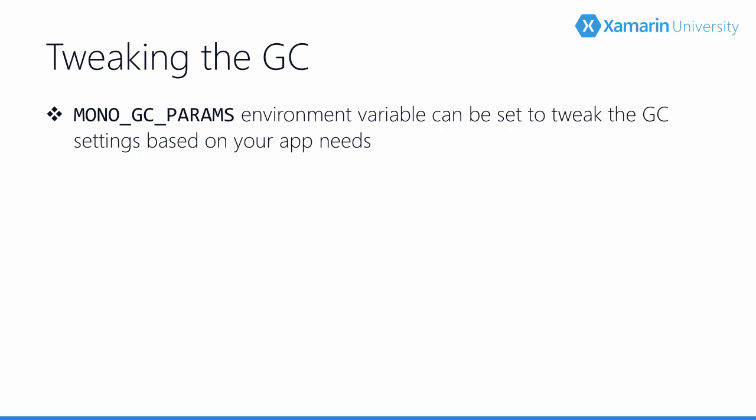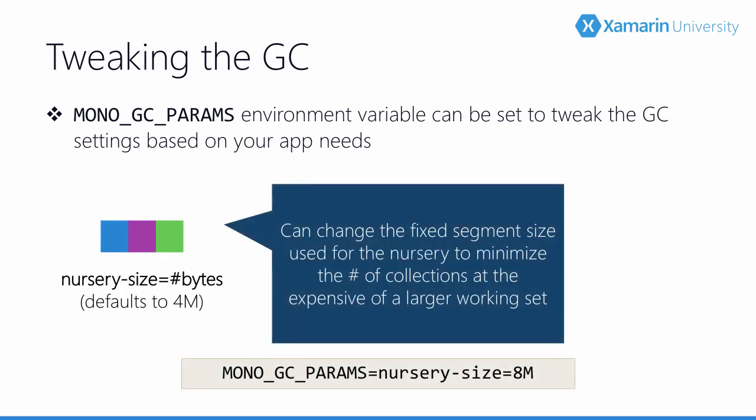But we have an environment variable called MONO_GC_PARAMS that you can set in your application that will tweak the GC settings. And the first thing that you can tweak is the nursery size. By default, it's 4 megabytes, but you can set it to be whatever size you want. And so, for example, here you can see that I'm changing my nursery size to be 8 megabytes.